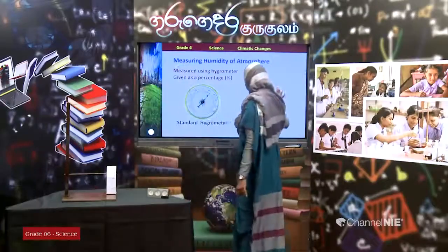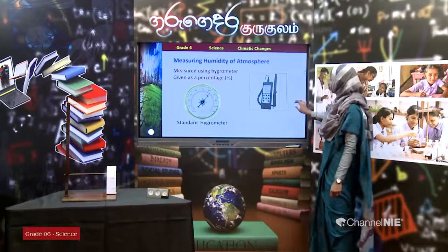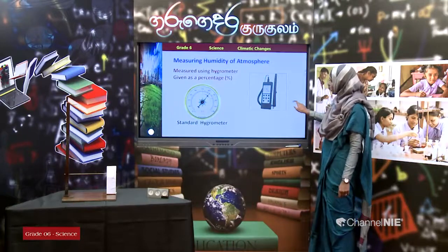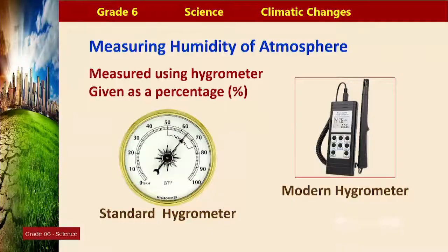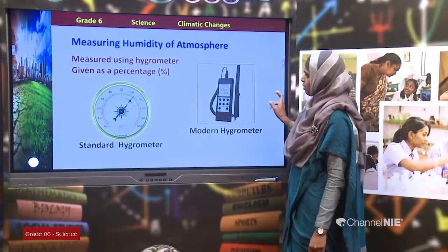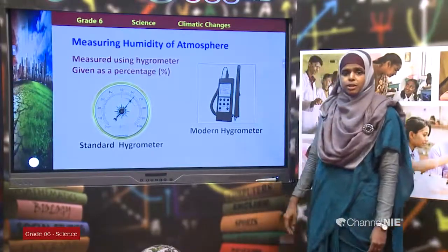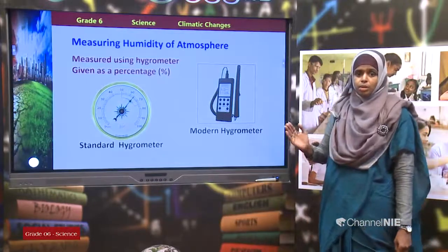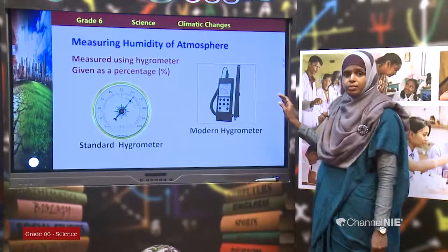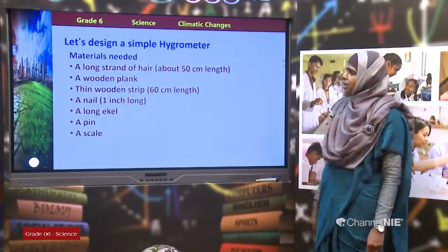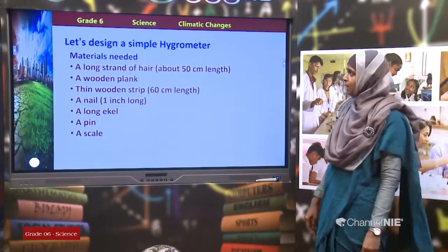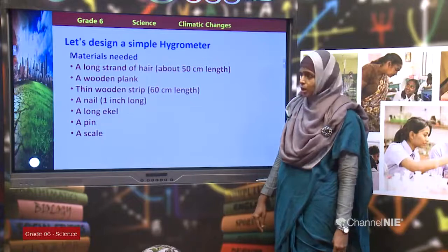And we have digital hygrometers in the laboratories. This is the modern hygrometer that we come across in the laboratory, where there is no indicator. The values are given numerically as a digital value. Both hygrometers are used in the laboratory to give a numeric measurement of the humidity of the atmosphere. Let us see how to design a simple hygrometer on our own.